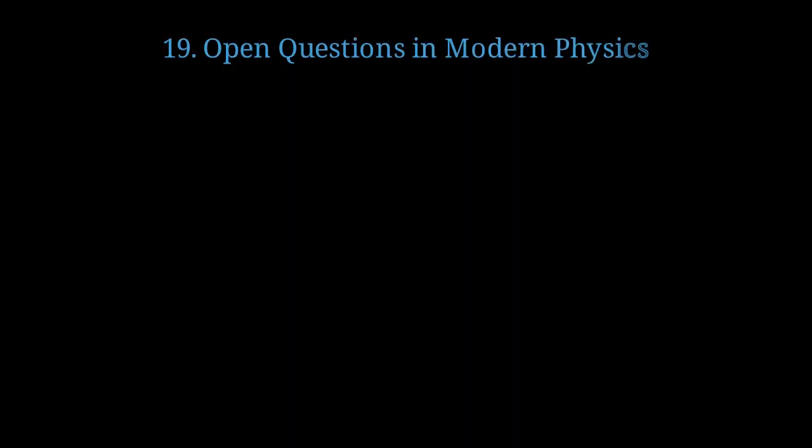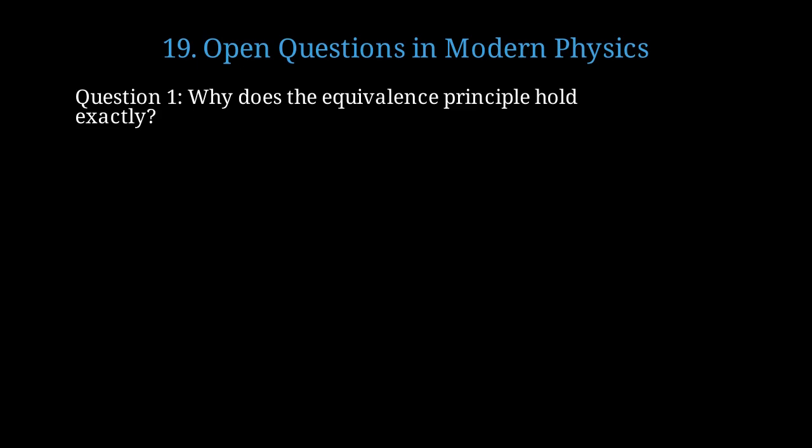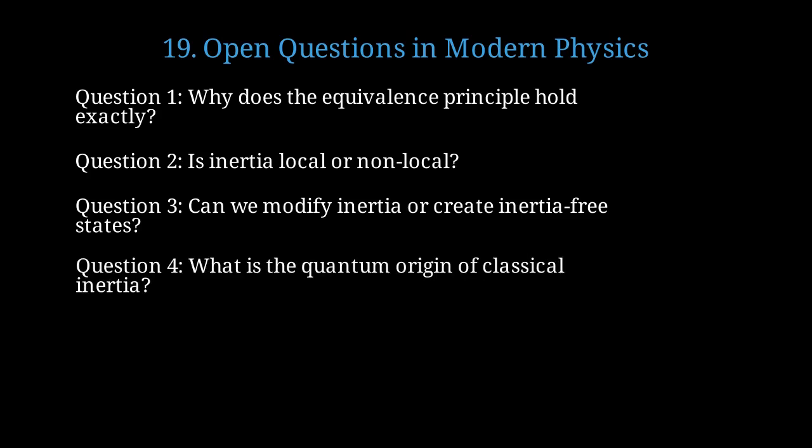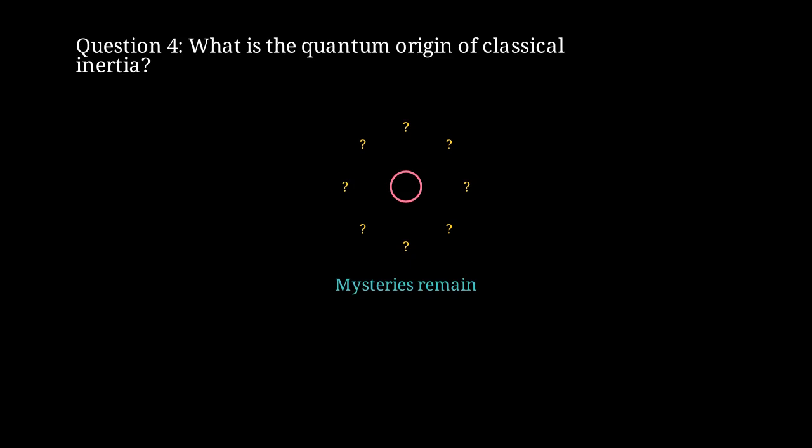Despite all our progress, fundamental questions about inertia remain unanswered. First question: why do inertial and gravitational mass match so precisely? Is this a deep law or a coincidence? Second, is inertia a local property of matter, or does it depend on distant matter throughout the universe? Third, could we ever modify inertia or create inertia-free states? This would revolutionize technology. Fourth, how does classical inertia emerge from quantum field theory? The connection isn't fully clear. These questions surround our understanding of inertia like unsolved mysteries waiting to be unraveled.